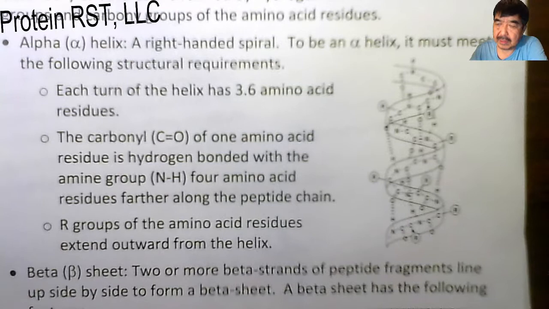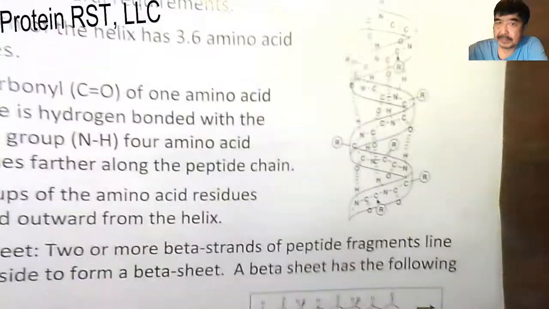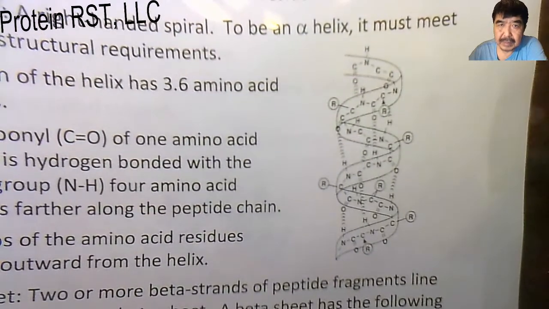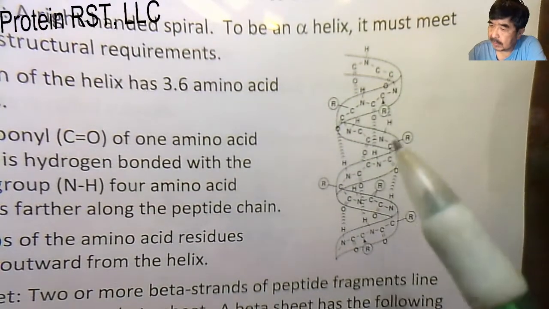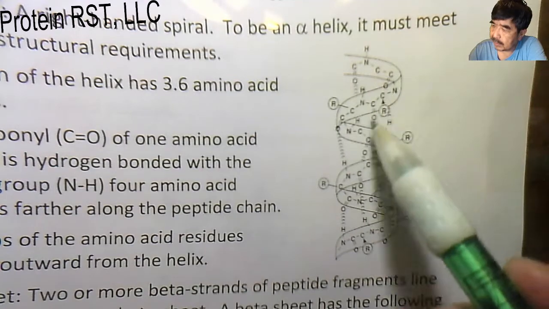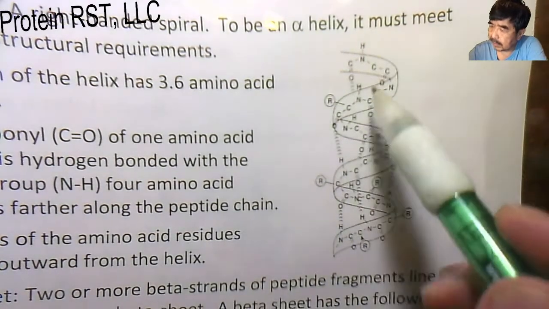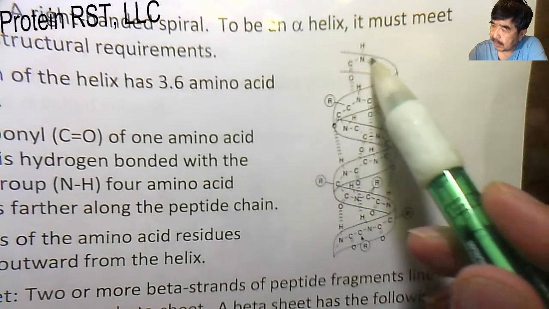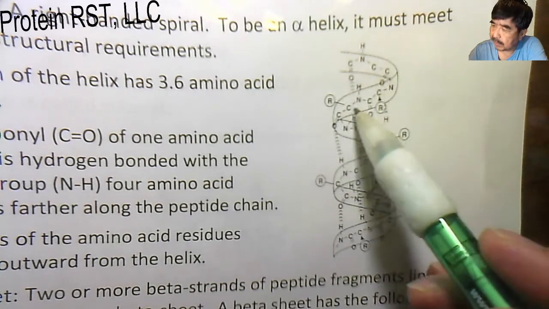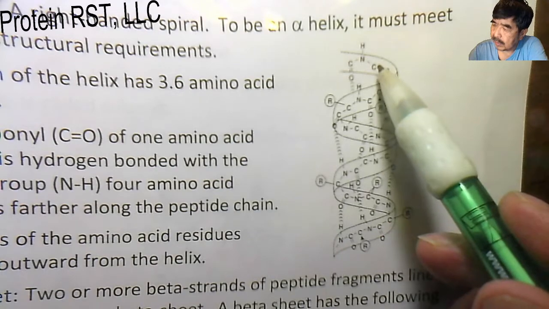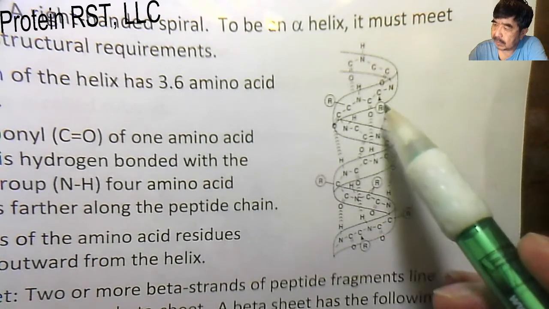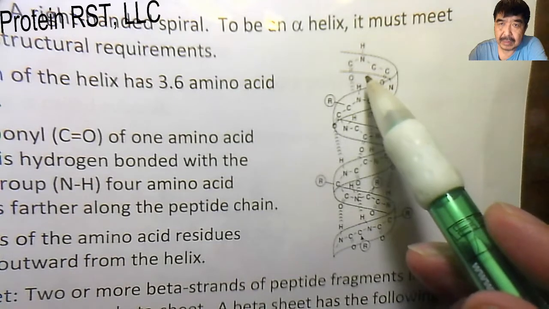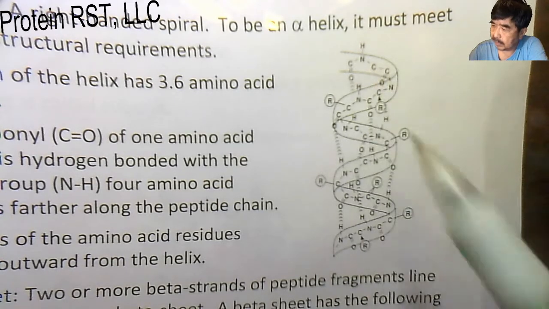Here you can see a model. First, you can see the turn. In general, this is the alpha helix. This is the right-handed spiral. You can see each turn of the spiral has 3.6 amino acid residues on average.